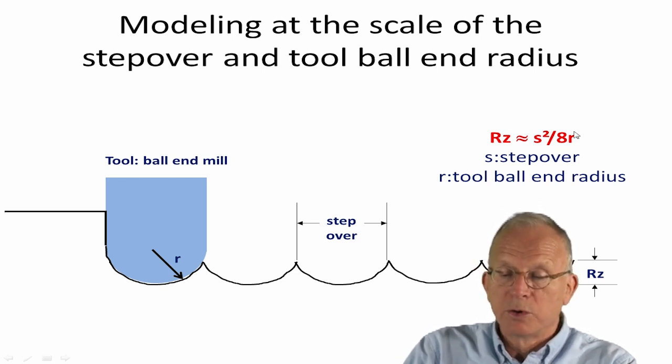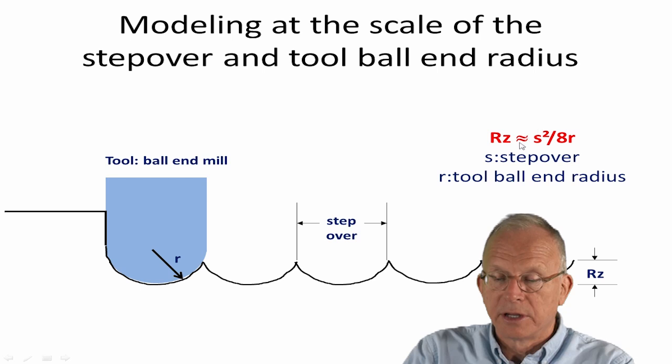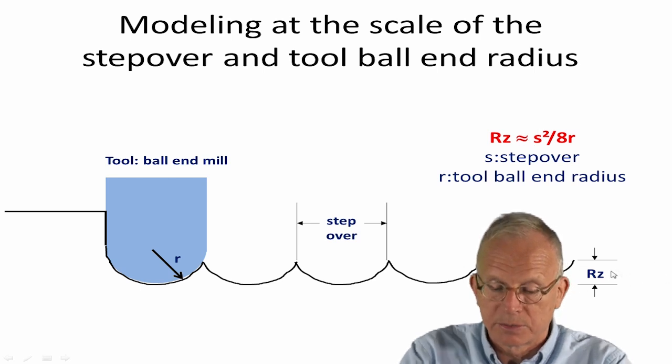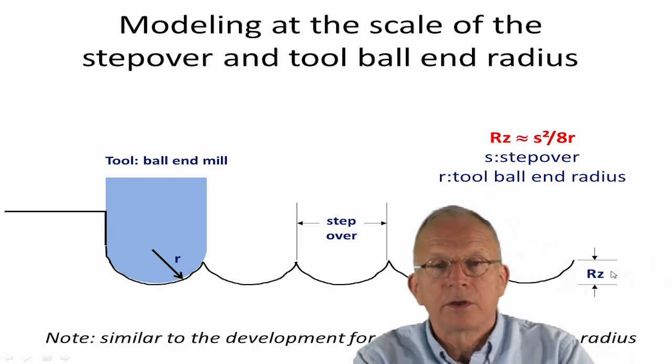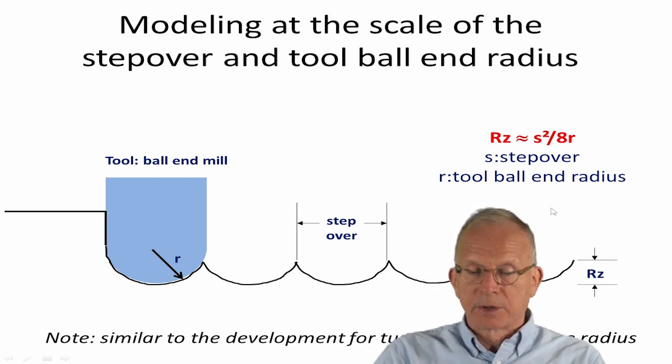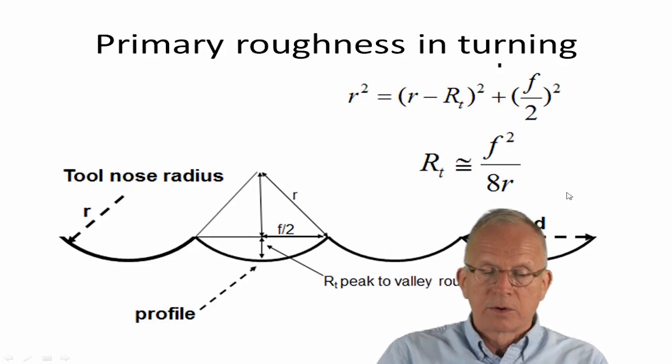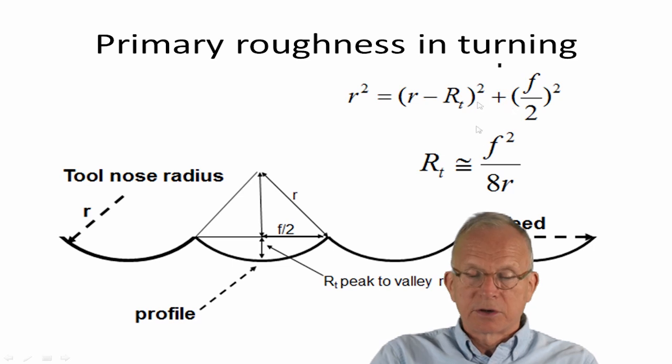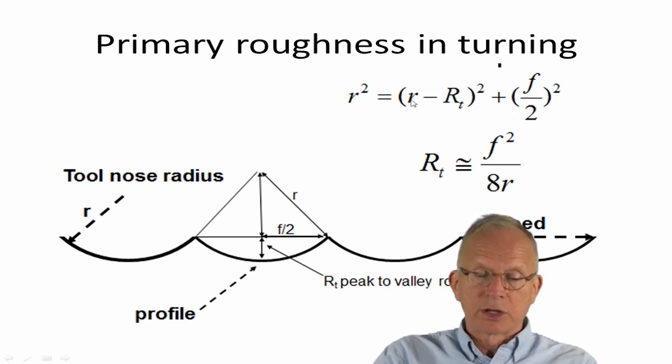So what we would do normally is keep one of these constant and manipulate the other one to get the RZ that we want. Now, those of you who've studied machining may realize that this is very similar to what we have for roughness in turning. And so here's the development for roughness in turning, and you can kind of see where that equation came from.